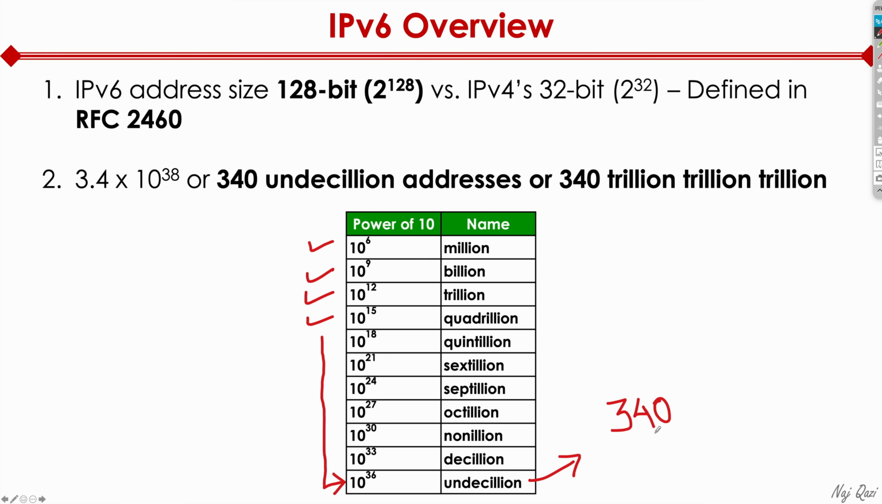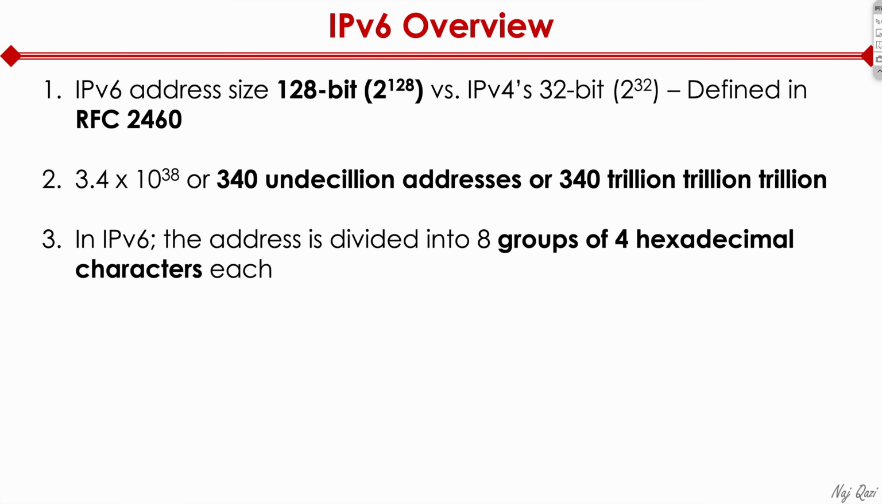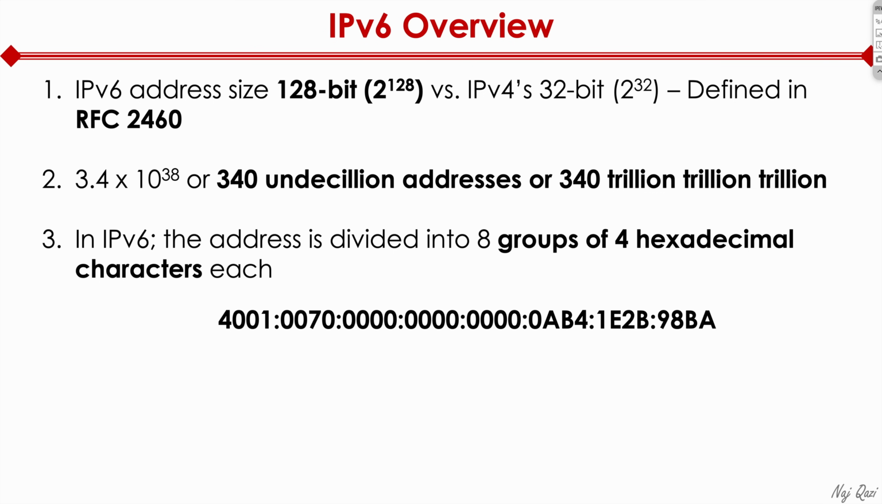In IPv6, the address is divided into 8 groups of 4 hexadecimal characters each. So let me show you how an IPv6 address could be written. Now, as I mentioned earlier, IPv6 is one of those topics that absolutely instills a fear of God in people's heart, because it's so different.